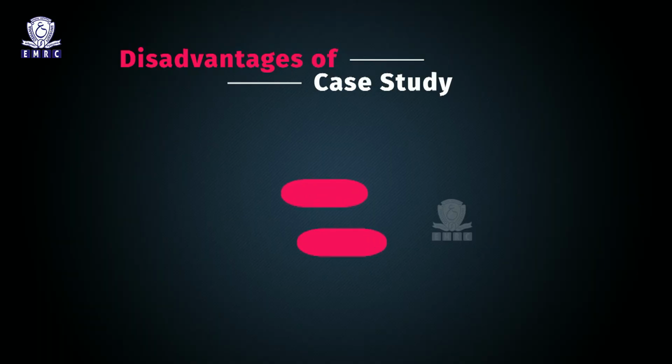Third disadvantage is difficulty in comparison. Because of wide variations among human beings in terms of their response and behavior, attitudes and values, social setting and circumstances, the researcher actually finds it difficult to trace out two social units which are identical in all respects, and this hinders proper comparison of cases.